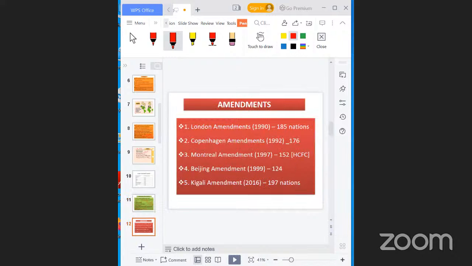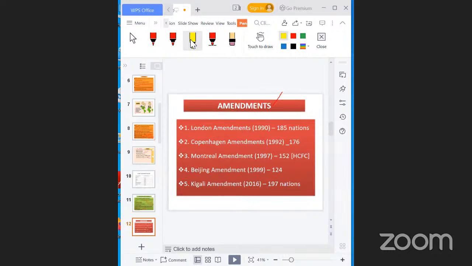Now there are meetings which occur on a regular basis. These meetings are also called the amendments. Remember this, this is also very important. Amendments. In your examination, they may ask what the amendments are.